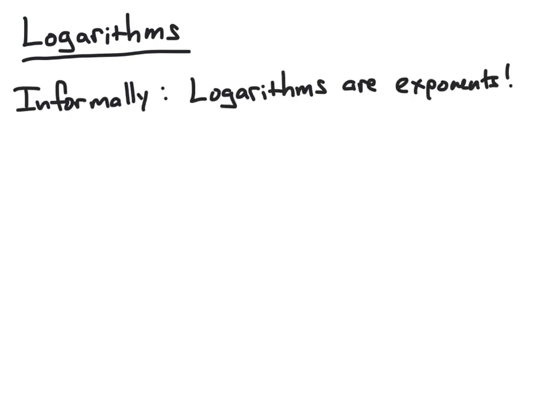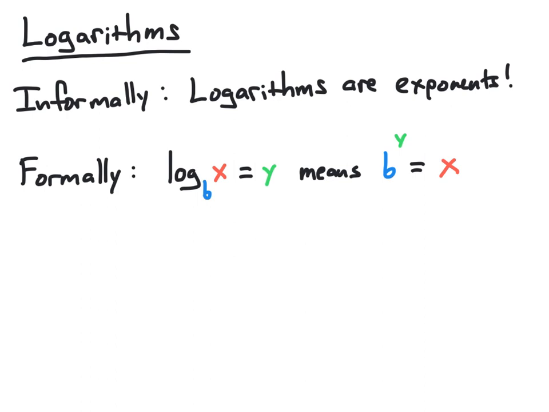Informally, logarithms are simply exponents. This is worth keeping in mind whenever we talk about logarithms, that what we're really doing is looking for a specific exponent that has a particular property. More formally, the logarithm base b of a number x is equal to y means that the number b raised to the y power is equal to x. In other words, the logarithm base b of a number x is the exponent by which we must raise b to get that number x.